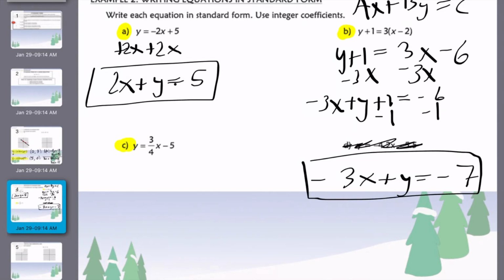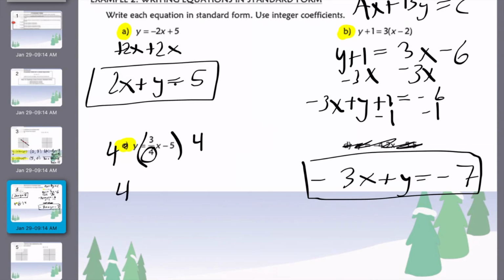One more example, and this is really where we have to take this idea of multiplying or changing our numbers so that we have whole number integer coefficients. So the first thing that I'm going to do for part C is try to get rid of my denominator here, which means I need to multiply both sides by 4, okay?